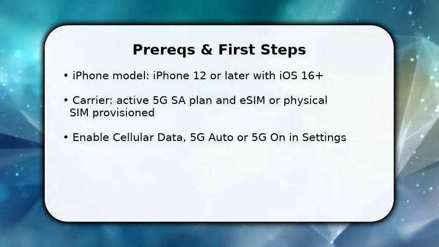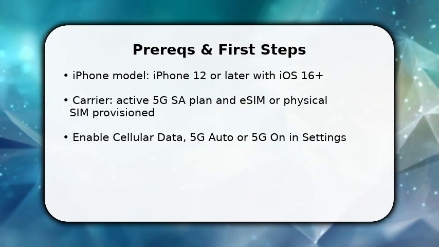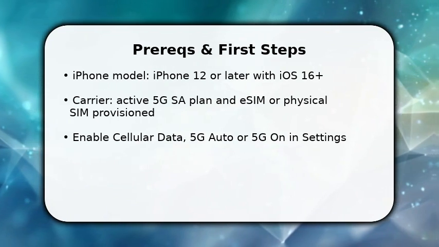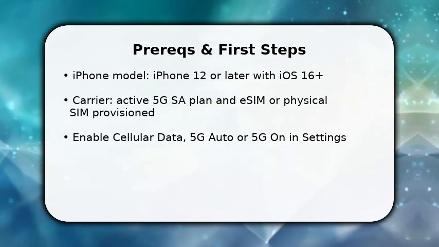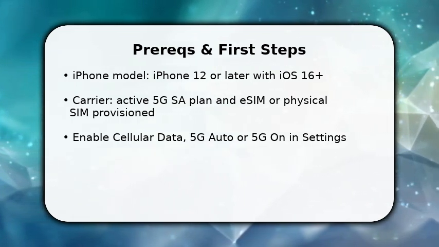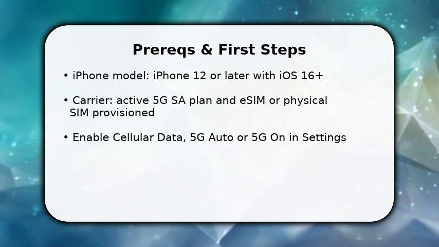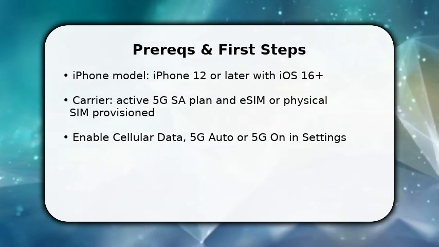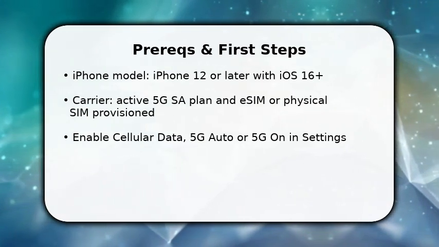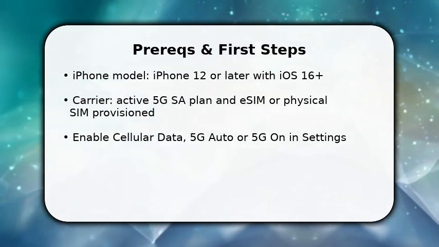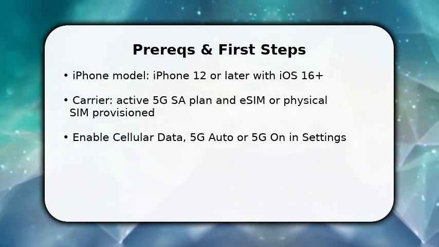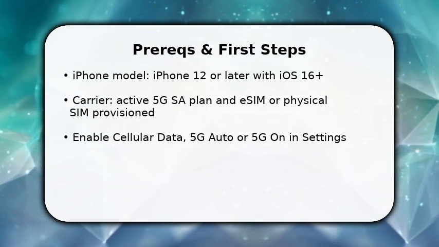You start by confirming prerequisites, your iPhone model and iOS, and that your carrier supports 5G standalone. Next, insert or activate the eSIM profile the carrier provided. You'll often need the carrier app or QR code. Once done, open Settings, Cellular, select the line, turn cellular data on, then tap Voice and Data and pick 5G Auto or 5G On. This ensures the device requests standalone 5G, where available, rather than falling back to 4G.